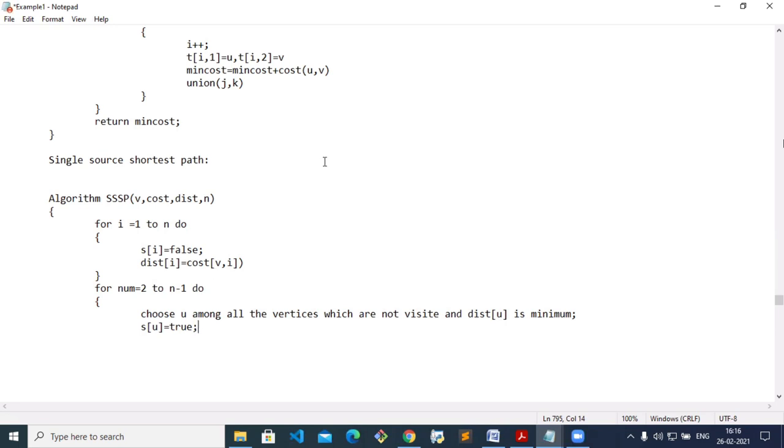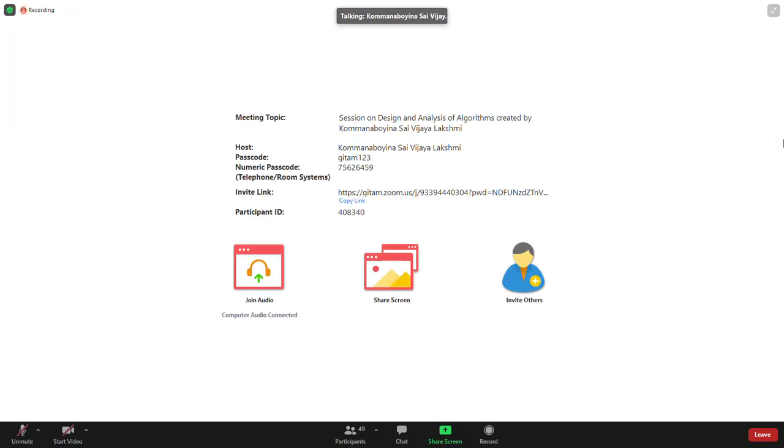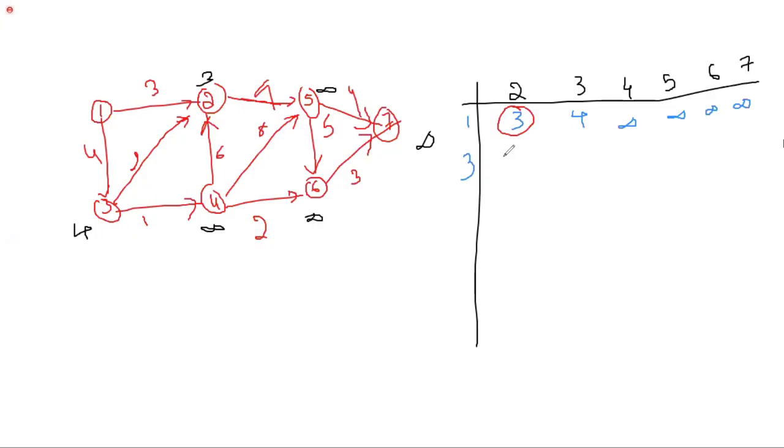Is anybody having doubt up to this point in the algorithm? Next, what we are doing, we'll see now. Next, via 3. Via 3 means any other vertex which is adjacent to 3. Okay, via 3, is there any possibility? This is obviously 3. 1, 2, 3. It is directly 4 only. Next, 1, 2, 4 via 3. Yes, it is possible. 5. 5 is the less cost when compared with the infinity.